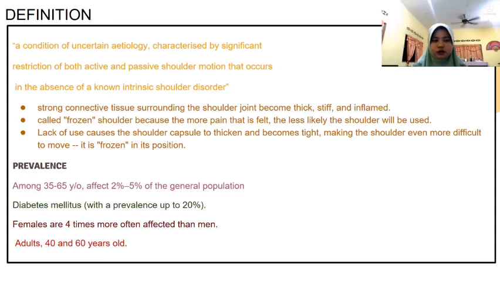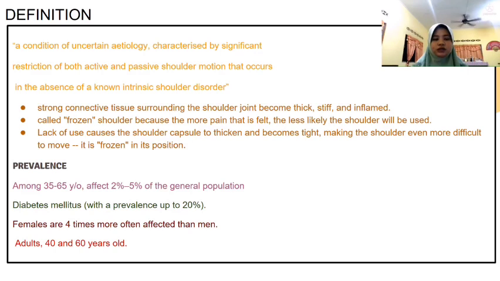Definition of frozen shoulder. Frozen shoulder, also known as adhesive capsulitis, is defined as a condition of uncertain etiology characterized by significant restriction of both active and passive shoulder motion that occurs in the absence of a known intrinsic shoulder disorder. Frozen shoulder occurs when the strong connective tissue surrounding the joint, which is called the shoulder joint capsule, becomes thick, stiff, and inflamed.